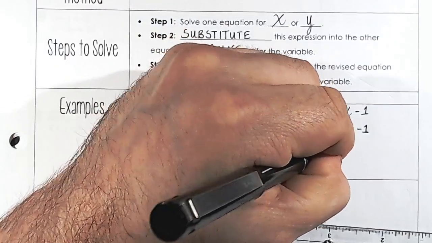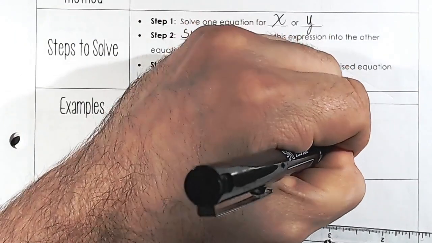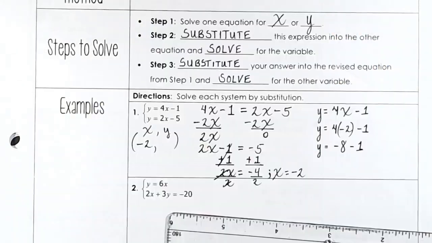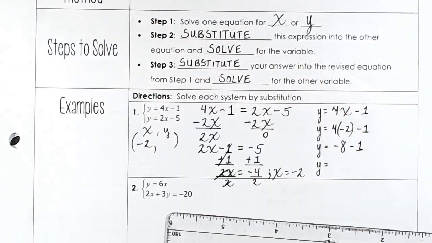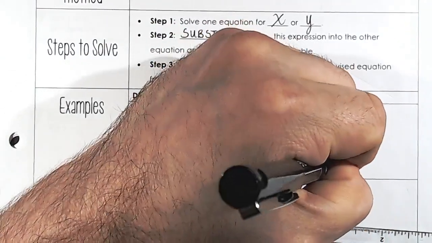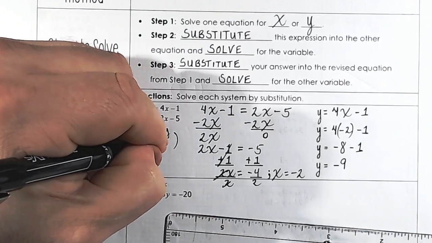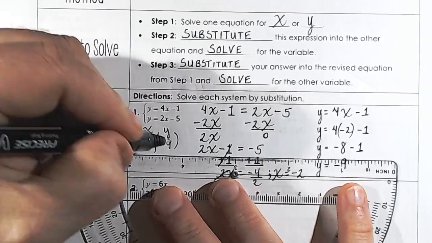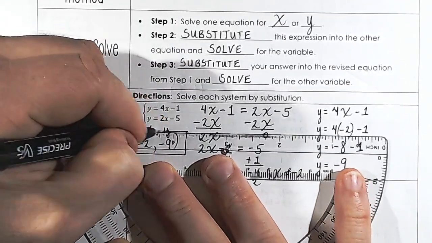So continuing to simplify here, 4 times negative 2 is negative 8. Negative 8 minus 1 is where I'm at right now. And the final step, negative 8 minus 1 is negative 9. Okay, so now I have that other component of the solution. I've got the y component. So the solution to the system of equations is negative 2 comma negative 9.